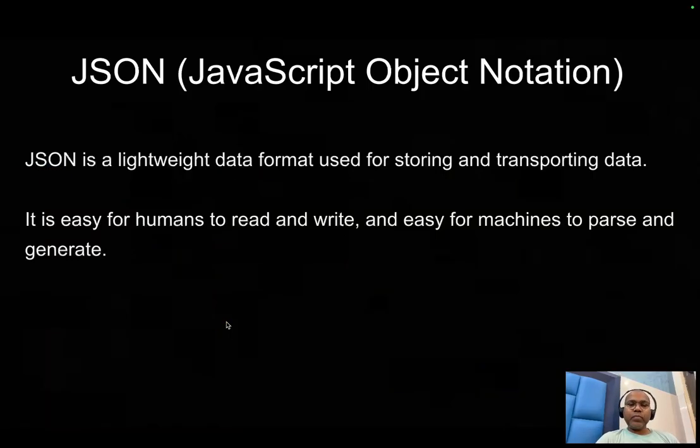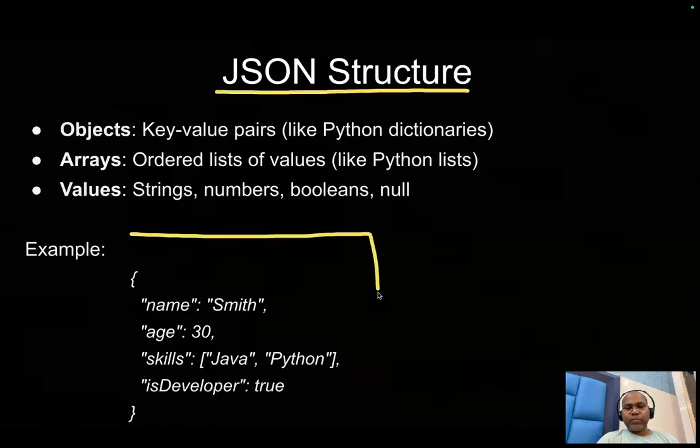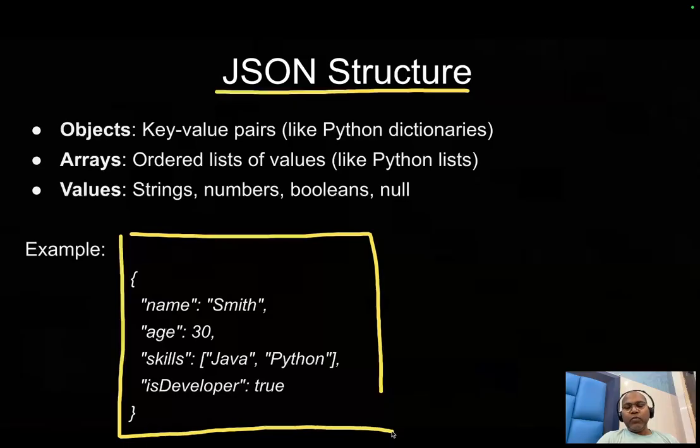Okay, so let's understand what the JSON structure would be. The JSON structure looks like this. Let's say we have one employee detail, and you want to make it in JSON format: just open and close curly braces. This is one object.